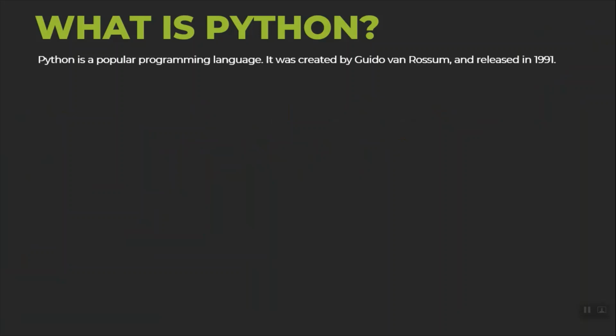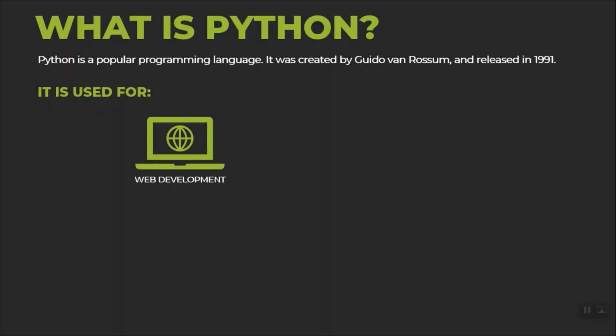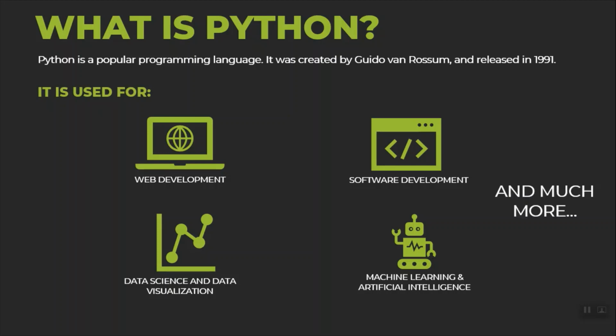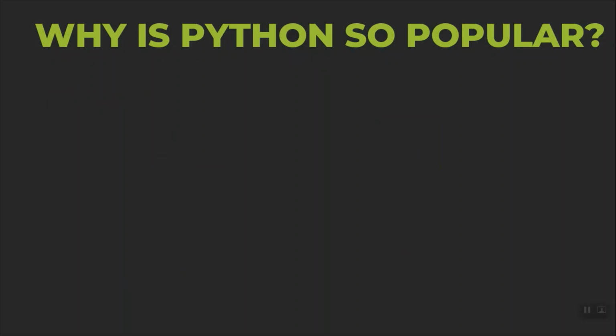Python is a popular programming language which was created by Guido van Rossum and was released in 1991. Python is primarily used for website development, software development, data science and data visualization, machine learning and artificial intelligence, and much more. So why is Python so popular?